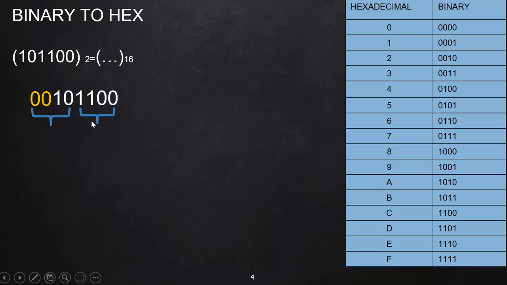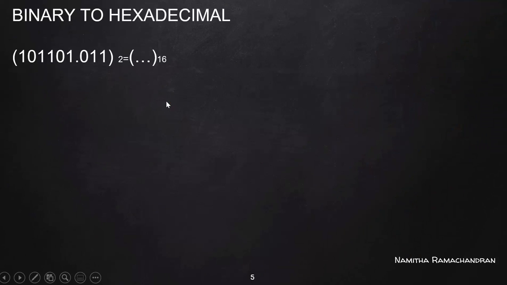Okay, now we have 2 groups here. So this 0010 is 2, 1100 is C. So this one is the hexadecimal equivalent of our given binary number. Okay. Now we can consider one example for the conversion of binary to hexadecimal, but the given number is a fractional number in binary. Okay.